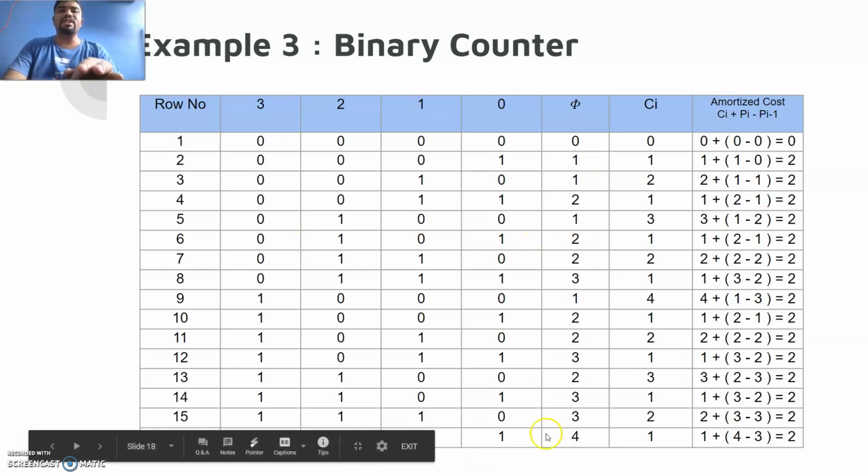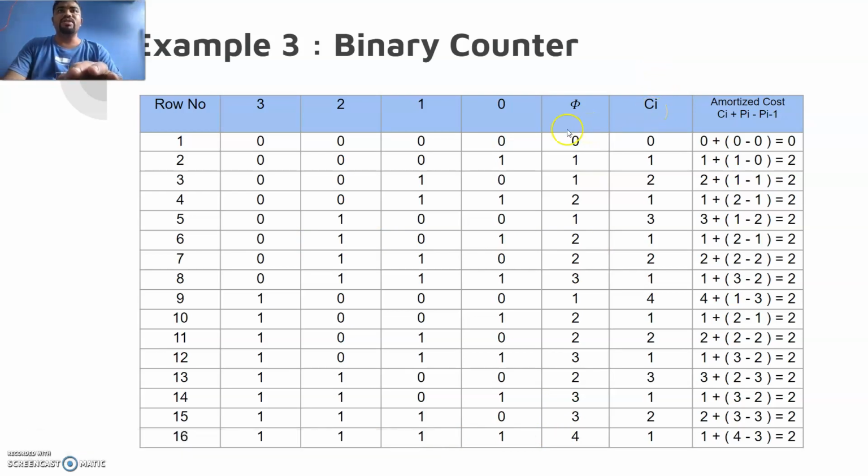Okay, similarly in the last state you can see it is 4, that is the phi value. Now what is CI? CI is the number of bit flips. So it could be anything, 0 to 1, 1 to 0. So in the first stage, you can see it is 0 to 1, so only one bit change, so we say 1. In the third row, you can see at position 0, there's a flip, and at position 1, there's a flip. So that's why there are 2 flips, so the cost is 2.